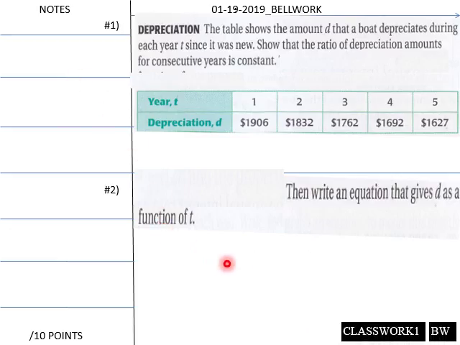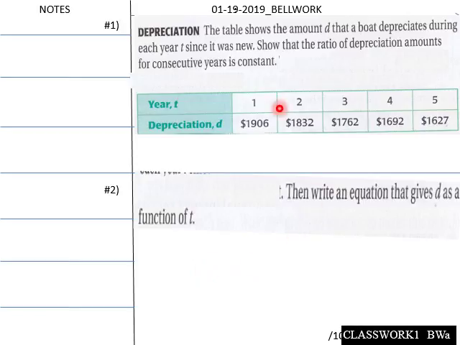Teachers, here's your bell work. Students, this is your warm-up. The table shows the amount of depreciation that a boat incurs during each year, T, since it was new. Show that the ratio of depreciation amounts for consecutive years is constant. If you need extra room, attach a sheet, students. If you're an online student, please take a picture of it and email it to me.